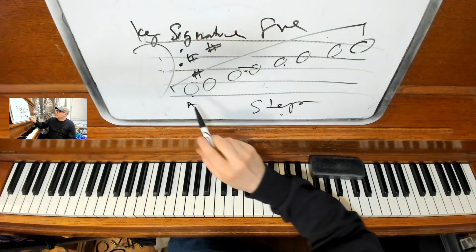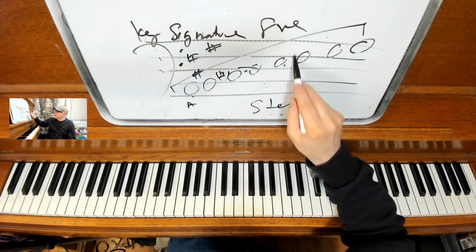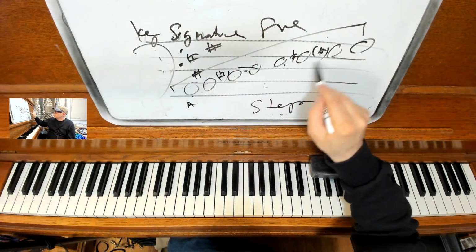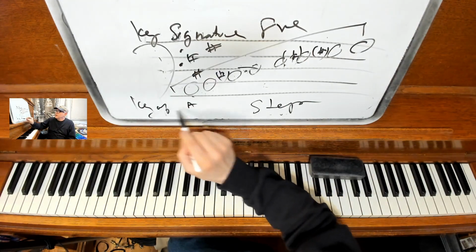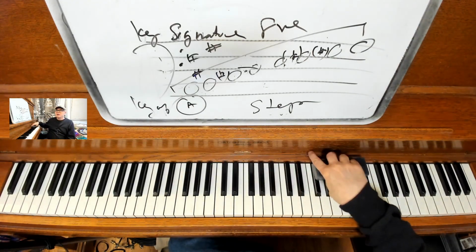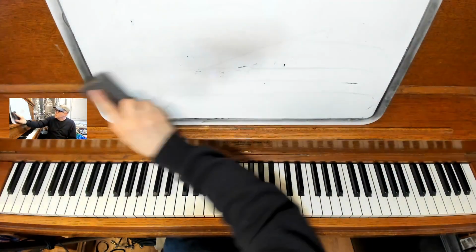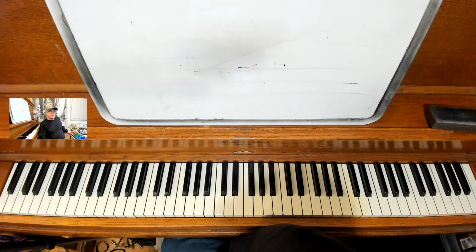A, B, C sharp, D, E, F sharp, G sharp, making parentheses around them because usually you don't see them written in the music. But that would be the key of A. That's kind of how it works. And if you don't know that, you're just going to have a rough time making music.